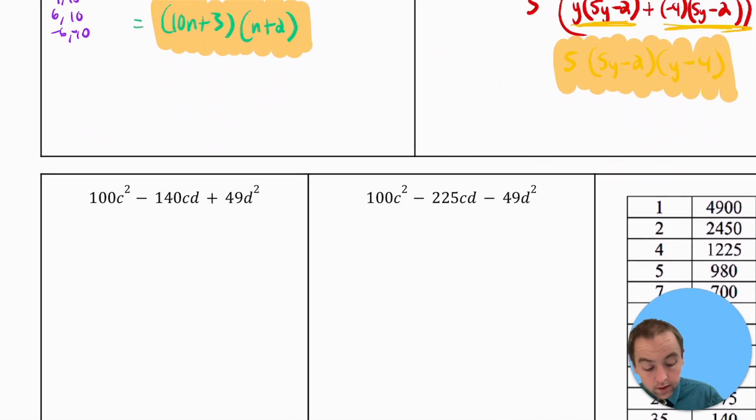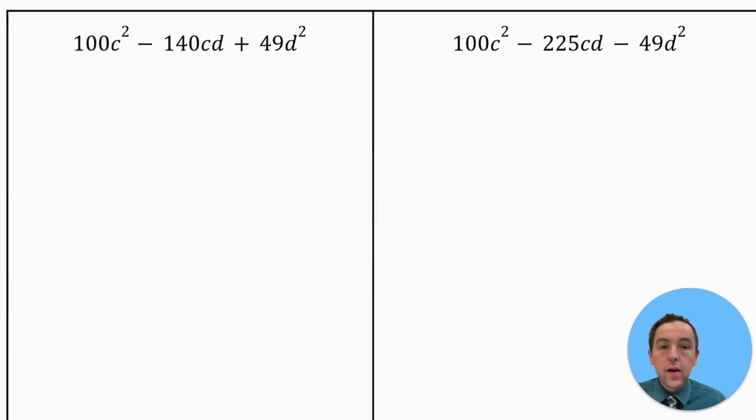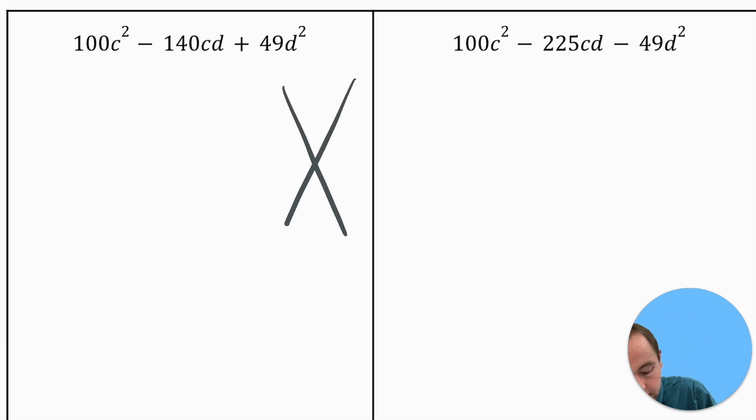All right, excellent. So here are some special things to be aware of with these. Right here, they both start with 100 and they also end with 49 or negative 49. So there isn't a GCF for either of these. If we're going to use the AC method on these, you'll have to recognize that for this one, if A is 100 and B is 49, they're going to have to multiply to equal 4,900, which, holy smokes, is a large number, right?